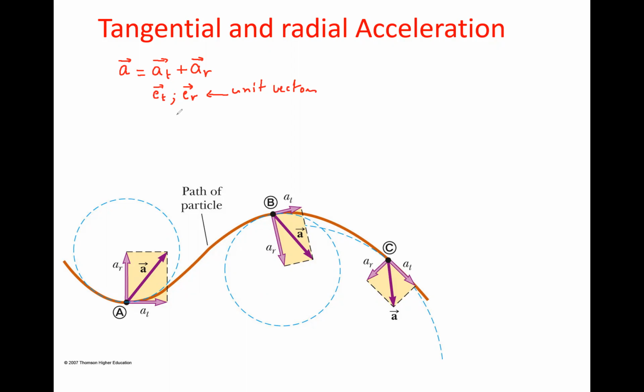Let's represent AT, AR, ET, ER on the graph. AR must be directed toward the center of the circle. Why do we use this circle? Any trajectory like this, at any point you can have a circle like this one. For example, this circle must intersect with only one point with the trajectory, like this. Just one point here.